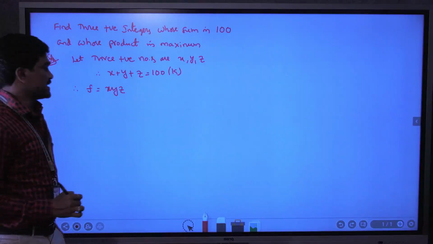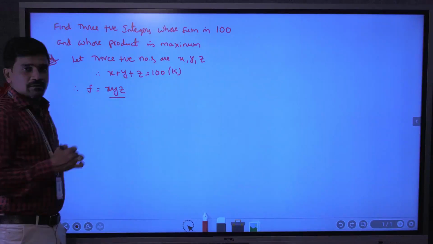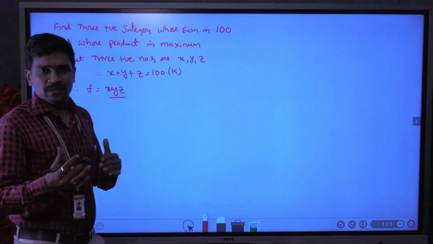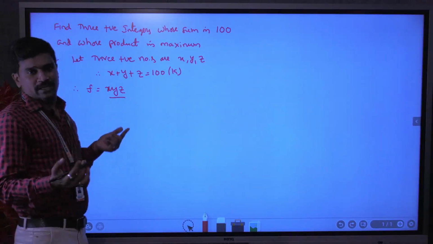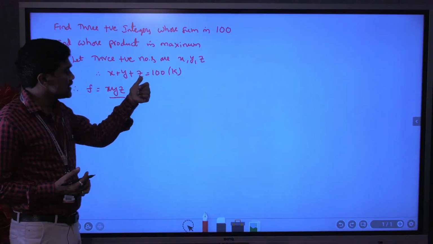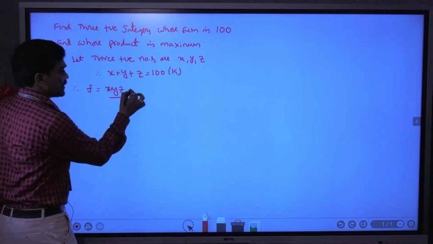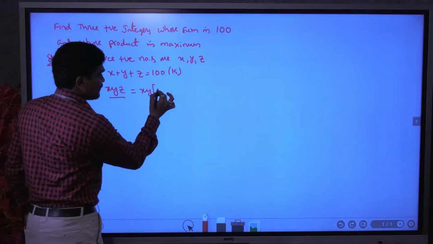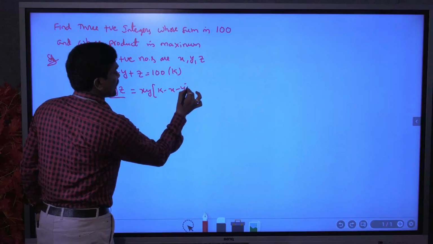Product is maximum, right? But here the function is in 3 variables x, y, z, but maximum minimum is for 2 variables, so we have to convert this into 2 variables. From the given condition, what is the given condition here? z is equal to 100 minus x minus y. So from this equation, z is k minus x minus y.